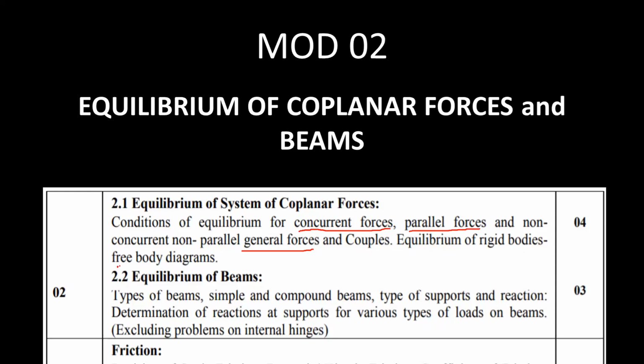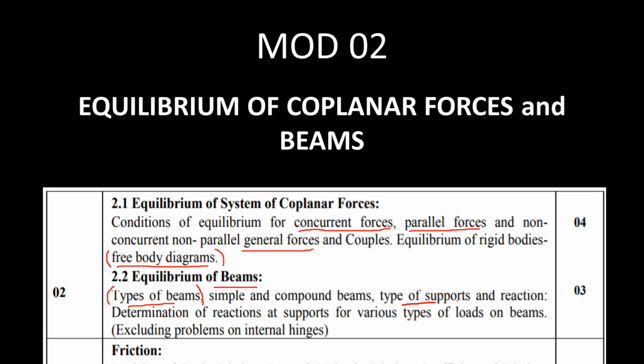Then we have seen the concept of free body diagram. If you solve any problem, whether on a concurrent, parallel, or general force system, your first step should be to draw the free body diagram, because the free body diagram will have all the forces and the reactions. Then we have the equilibrium of beams, in which we have types of beams. We have not discussed this yet.